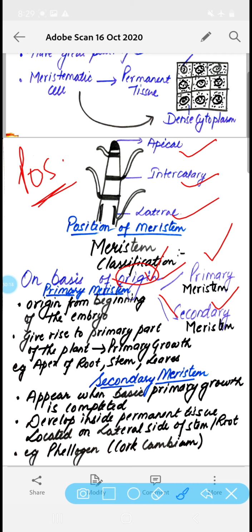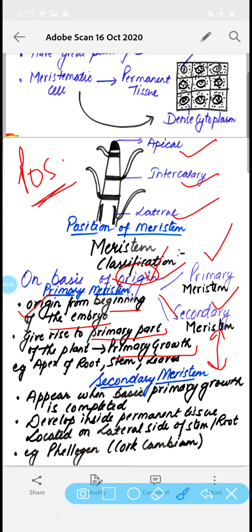Primary word means सबसे पहले. So they are formed during the origin from the beginning of the embryo. जैसे ही प्लांट एम्ब्रियो के फॉर्म में होता है उसी टाइम पे ये टिश्यू बन जाता है प्लांट्स में, तो वहाँ पर ये प्राइमरी पार्ट्स फॉर्म करता है. ओके, कौन से पार्ट्स फॉर्म करेगा? प्राइमरी पार्ट्स किसी भी प्लांट के, एंड दैट इज कॉल्ड एज द प्राइमरी ग्रोथ. ओके, प्राइमरी ग्रोथ मतलब जो लेंथ में इंक्रीज करेगा.